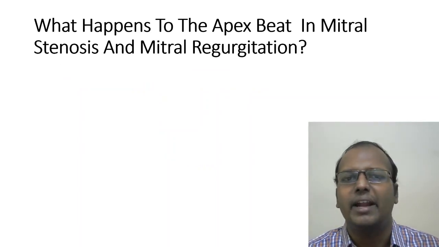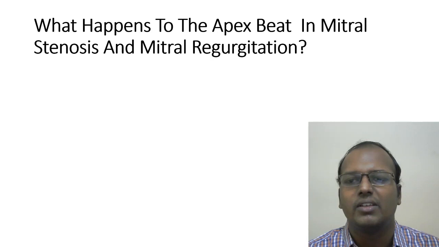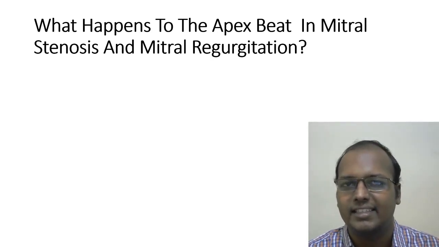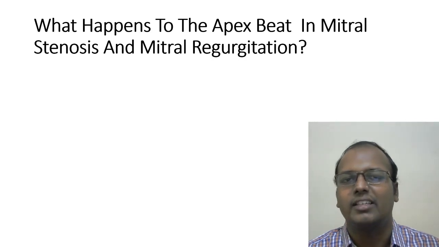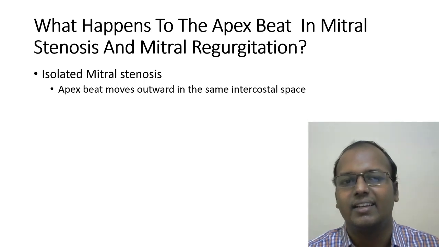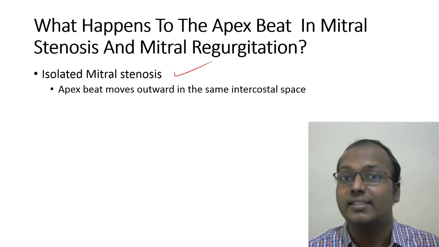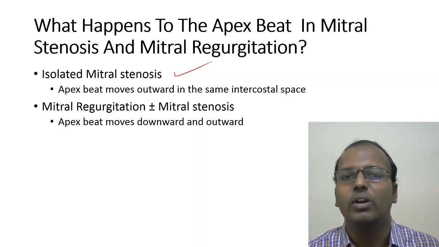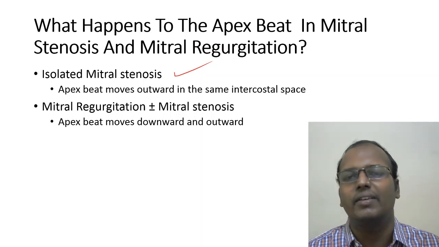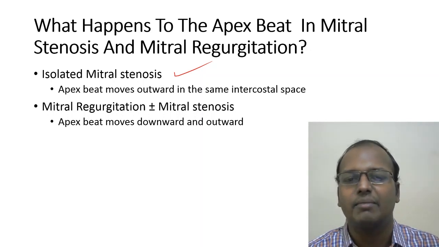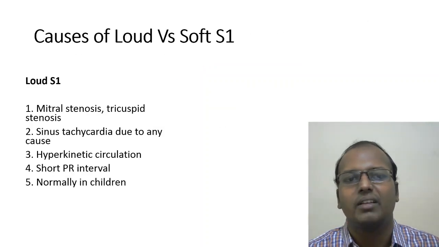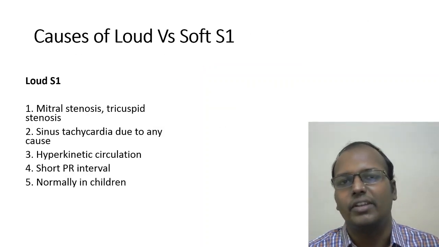So what happens to the apex beat in mitral stenosis and mitral regurgitation? In mitral stenosis, I discussed already, it is the left atrium which will enlarge, and that will lead to right ventricular hypertrophy that will push the apex laterally. In isolated mitral stenosis, the apex moves outward in the same intercostal space. Whereas with mitral regurgitation, the apex will move down and out because there will be eccentric hypertrophy. Whenever there is hypodynamic circulation, there will be eccentric hypertrophy, and that will lead to movement of the apex beat down and out.